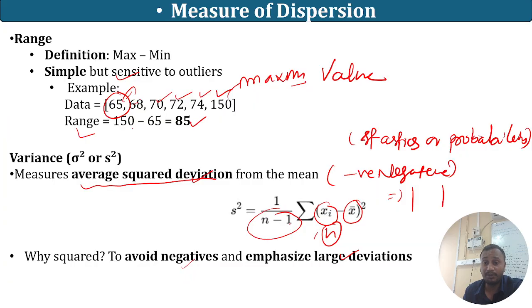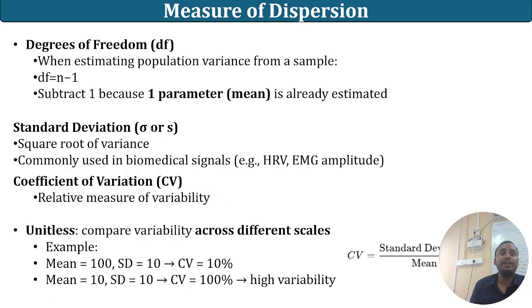Actually, it's n minus 1 because we have already calculated the mean. So this is all about the population. If you go to the sample space, it's going to be n. Then we have the degree of freedom, which applies when estimating population variance from the sample. Degree of freedom is like the number of variables, like the variables of motion.